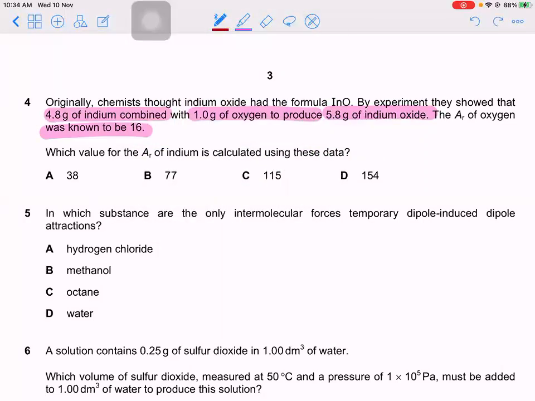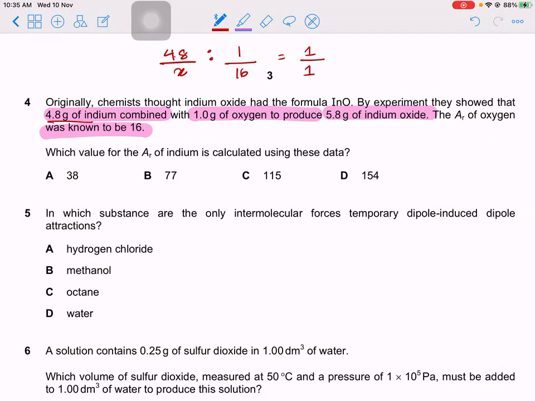So let's see. They told you that indium oxide, the empirical formula is given to you, or the formula is given to you, which is how much? INO. They're in the ratio of 1:1. They've given you the masses also. They've told you the mass is 4.8. Now, you need to find the AR of indium. We don't know. Let's call this X. Is to oxygen. What is the mass of oxygen? 1. What is the AR? 16. Yeah. And they told you that this gives you indium oxide, which is in the ratio of 1:1. So can I call that 1/1?